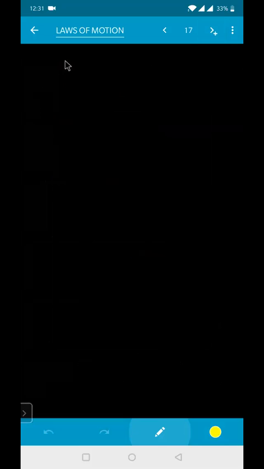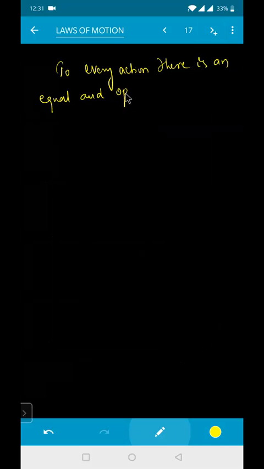So in one terminology, I can write this as: to every action, there is an equal and opposite reaction. Clear? This is your Newton's third law.